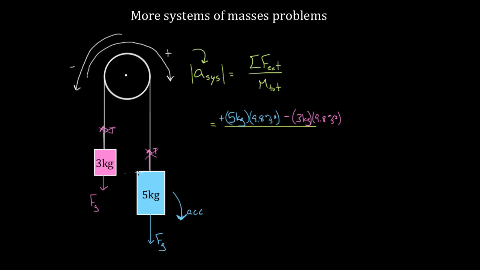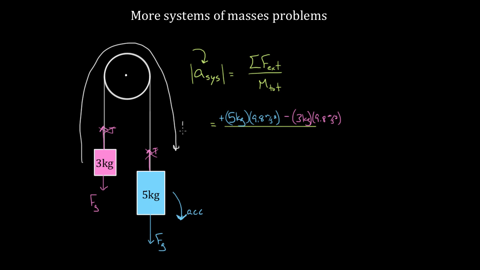And since everything in this system is going this way, the 3 kilogram mass goes up, the string over here goes up, the string up here goes to the right, the string right here goes down, the 5 kilogram mass goes down. Because all the motion in the system is this way, we define that way as positive, but this force of gravity on the 3 kilogram mass is the opposite direction.